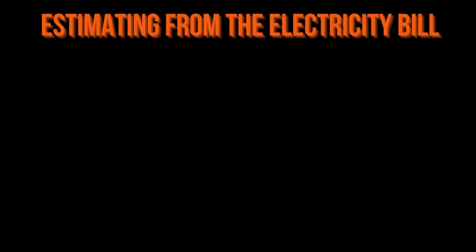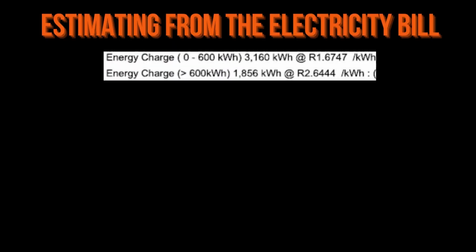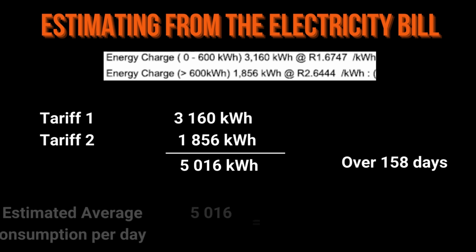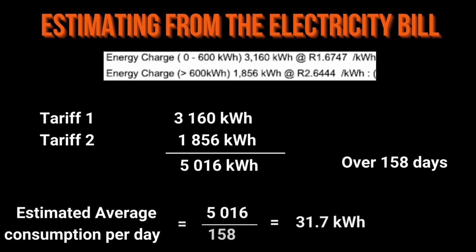Using our previous bill, the customer is on two tariffs, one higher than the other. Adding up consumption at both tariffs gives us the total consumption, but recall that this was over 158 days, and this must be taken into account. The average daily is 31.7 kilowatt-hours, but note that this does not tell us whether the consumption was mostly during the day or at night.